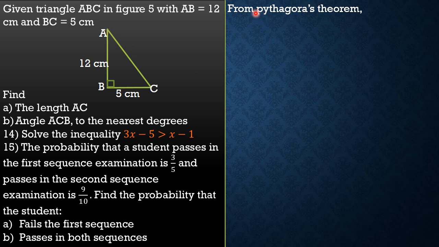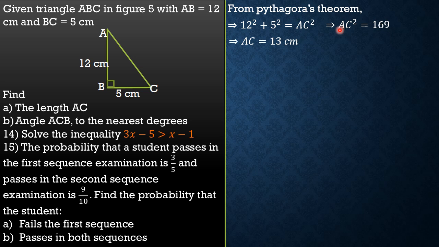We can simply apply Pythagoras theorem, which tells us that the square of the hypotenuse has to be the sum of the squares of the other two sides. We have 12 squared plus 5 squared equal to AC squared. AC is the distance from A to C. If we simplify that correctly, AC squared is 12 squared, which is 144, plus 5 squared, which is 25. If we sum that, we have 169. If we take the square root on both sides, AC is 13 centimeters. Great.